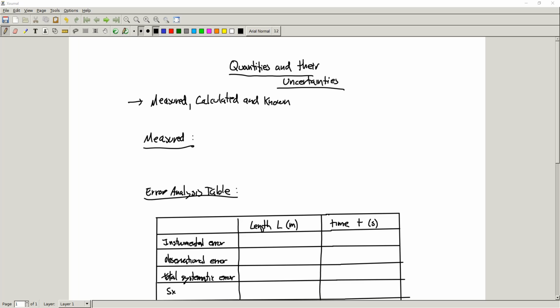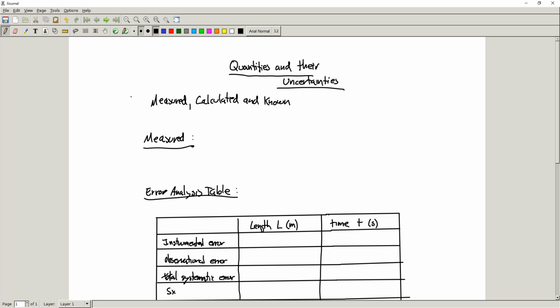Okay, so sometimes I find it useful to think about these quantities in 3 different categories. Any of the quantities that we're dealing with in these labs, for example, the length of anything, or time, anything that we're measuring, anything that we're calculating, any known values that we're getting, I find it useful to break them up into either measured quantities, calculated quantities, or known quantities. Okay, so I'm going to start off by talking about what I think of as measured quantities.